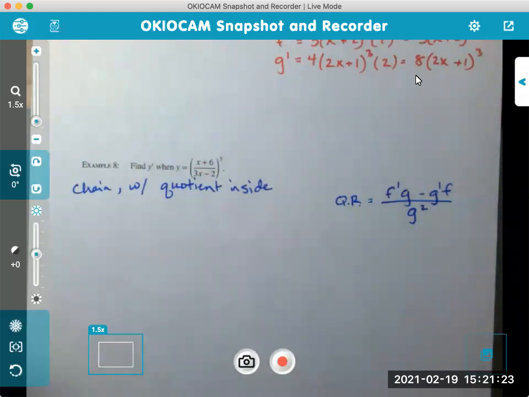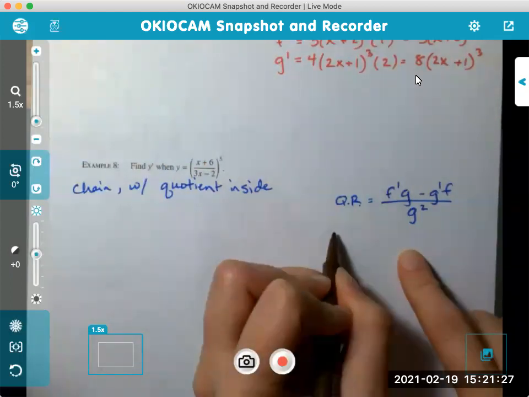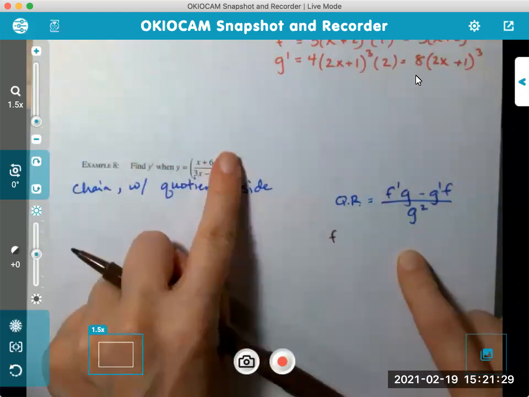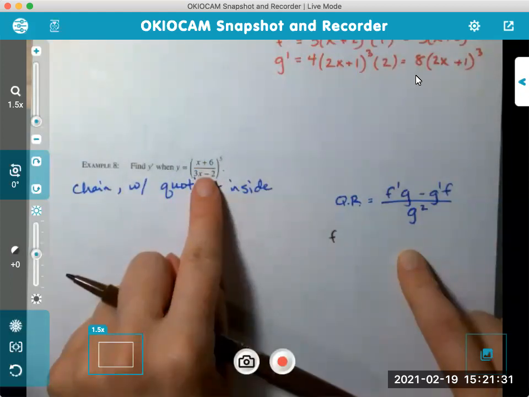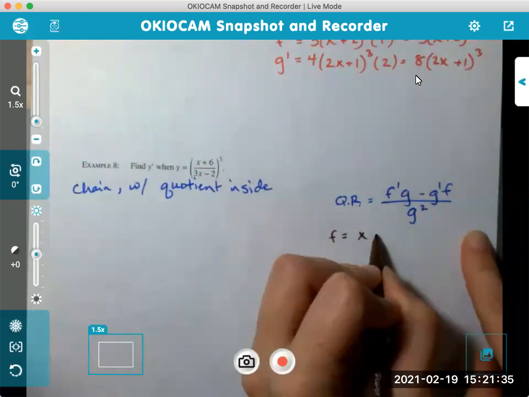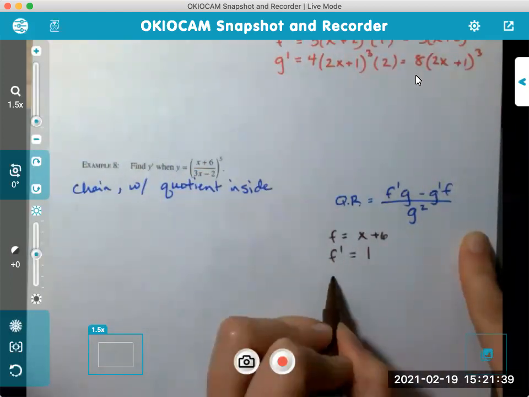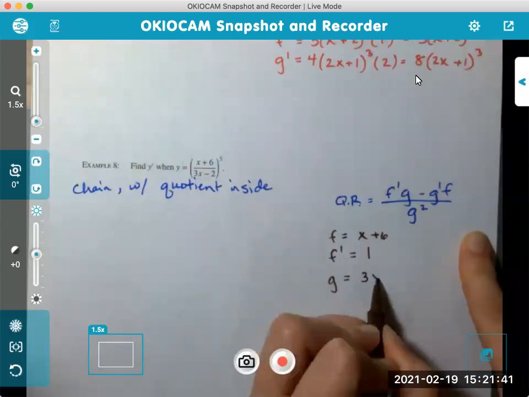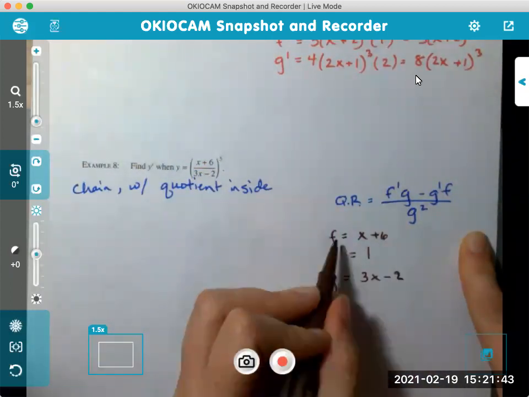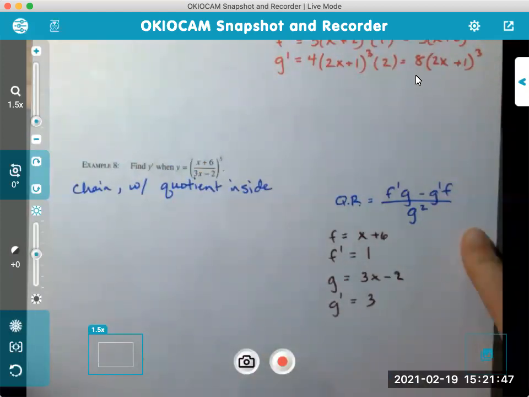All right, so hopefully you're ready. You tried, gave it a whirl. So here, if I'm just going to ignore the outside and only look at the inside, just dealing with quotient rule first, I'm going to call f x plus 6. So f prime then is just 1. g is 3x minus 2. Oh, I also kind of mixed up my pattern for you. Sorry about that. So g prime is just 3.